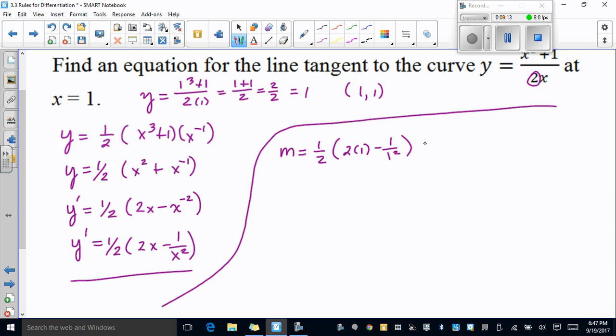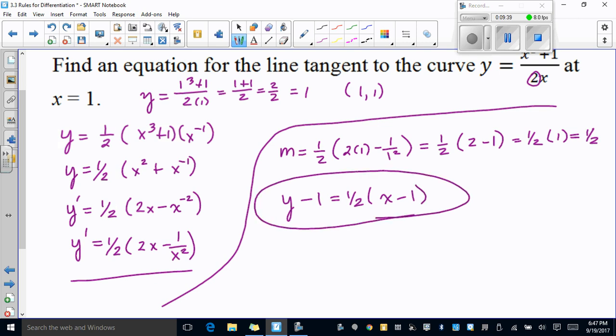So this is 1/2 times 2 minus 1, or 1/2 times 1, which is 1/2. There's my slope. So y minus my y value of 1 equals 1/2 times x minus my x value, which is also 1. And that's what you get. So we had to find our derivative, then we had to find our slope, which is the derivative at that x value, and then we were able to plug it in.